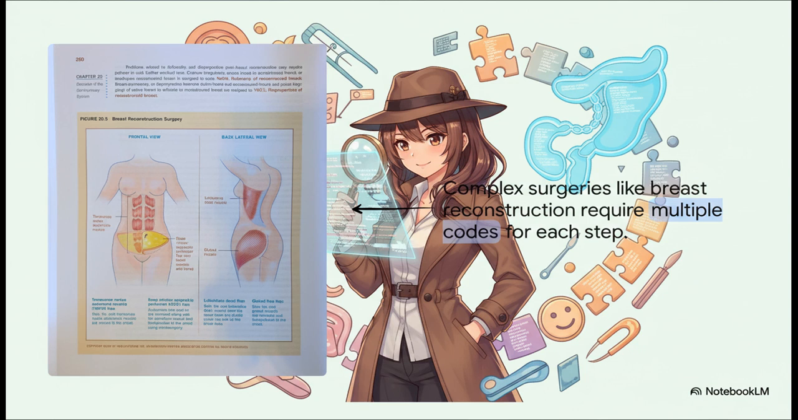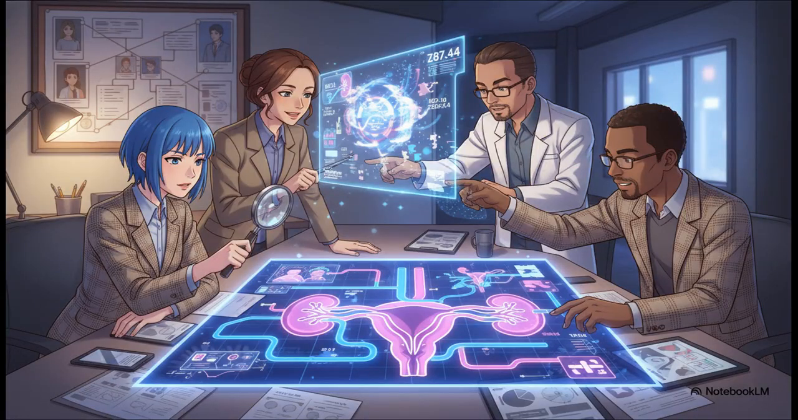This isn't just one procedure, it's a whole series of them, and the coder has to capture every single step, moving a tissue flap, placing an implant, any revisions that happen later. It's like a giant puzzle, and every piece needs its own code to document the full scope of care that patient received. So, after following all these clues from the diagnosis all the way to the treatment, what have we learned? What's the ultimate takeaway from our investigation into genitourinary coding?